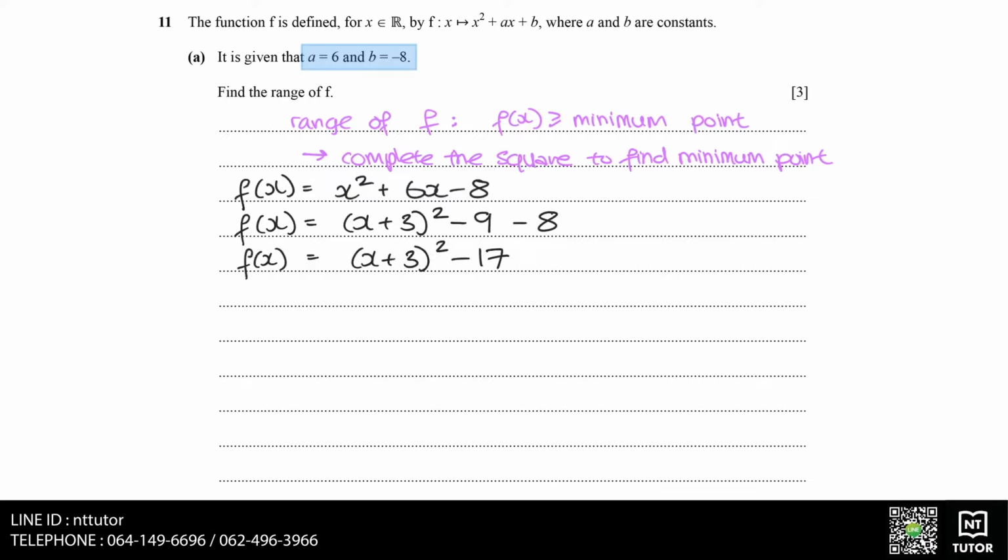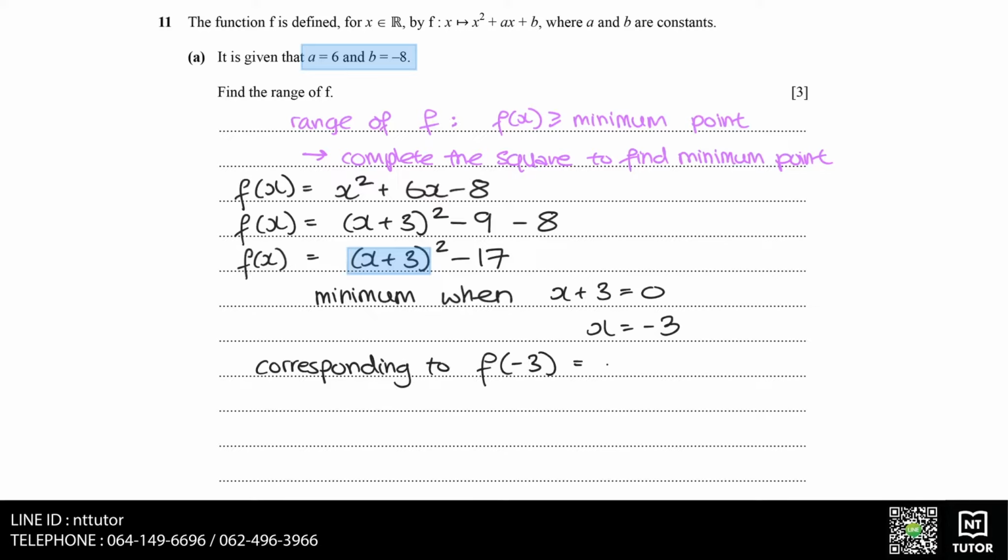After you complete the square for a quadratic, the minimum point happens when the square, or whatever is inside the square, is equal to 0. So this is when x + 3 equals 0 and x equals minus 3. And the corresponding function value would be equal to minus 17, which is anything that's outside the bracket. And the range of the function would be f(x) bigger than or equal to minus 17, which is the minimum value.